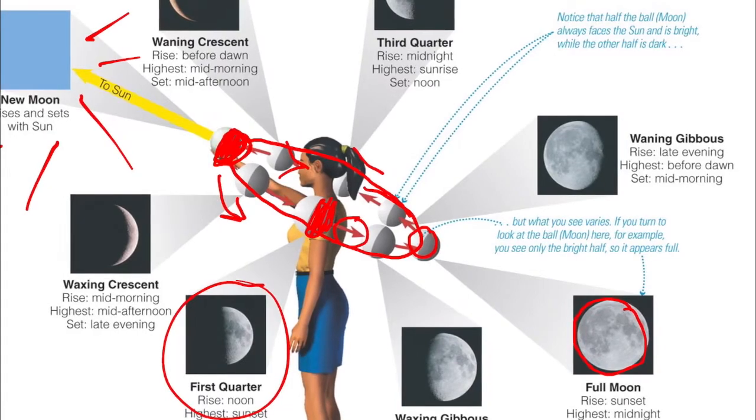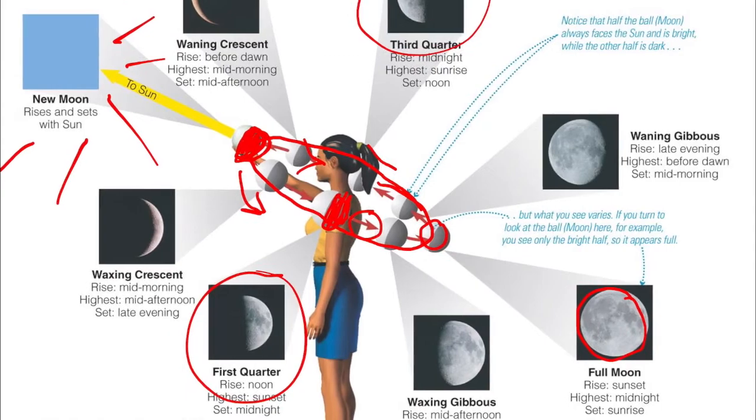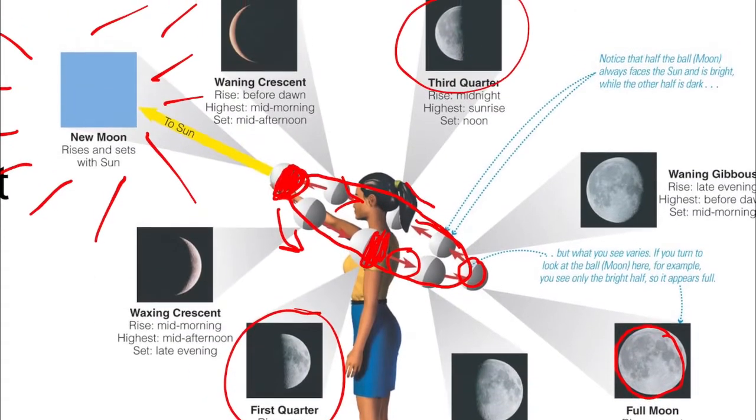And then we can continue round, eventually get to a point where we have half illuminated and half darkened again. That's a third quarter moon. And then finally the cycle restarts. Now let's pay more attention to the names, okay? So when all you could see was the shadowed side of the moon, that was a new moon, okay?